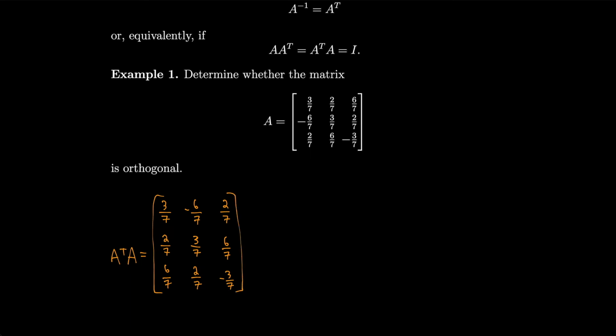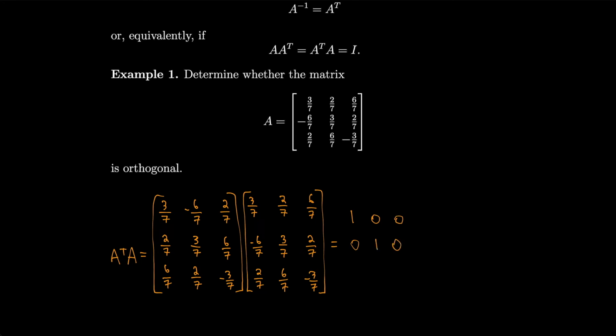So then we'll multiply that by A, which I'll just repeat as 3/7, minus 6/7, 2/7, 2/7, 3/7, 6/7, 6/7, 2/7, minus 3/7. And at this point, you can do the multiplication by hand or just plug it into a calculator, and you'll see that, yes, you in fact do get the identity. So this matrix is orthogonal because its transpose is its inverse.